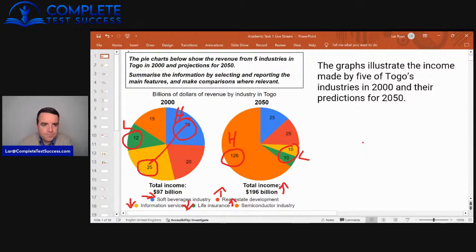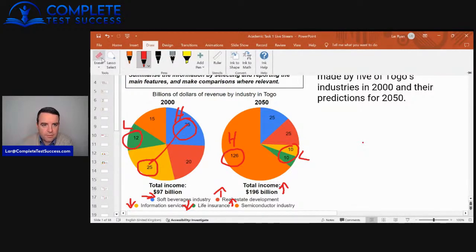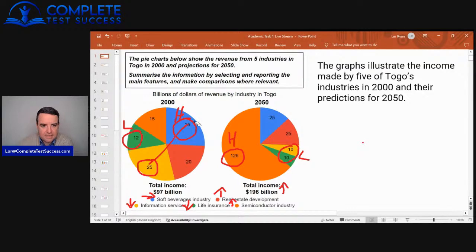Okay. So of course, because the data from the past is not the same, we're talking about expected increases and expected decreases. That would be okay. Or we can split it down the middle and say which was highest in 2000 and which is expected to be highest in 2050. So that's also acceptable. Okay.